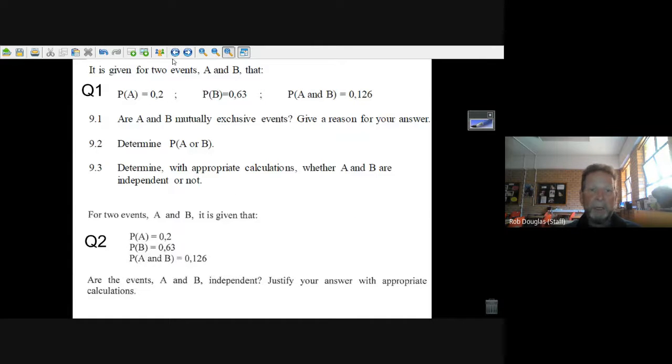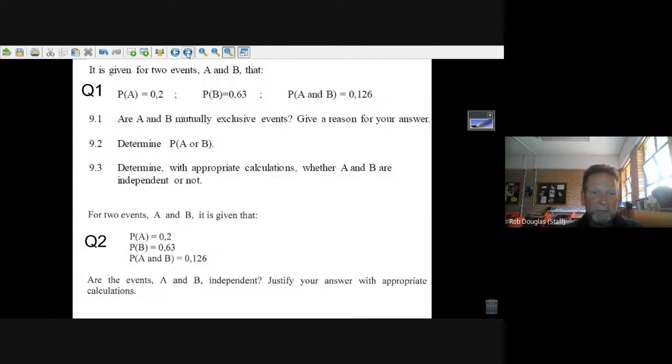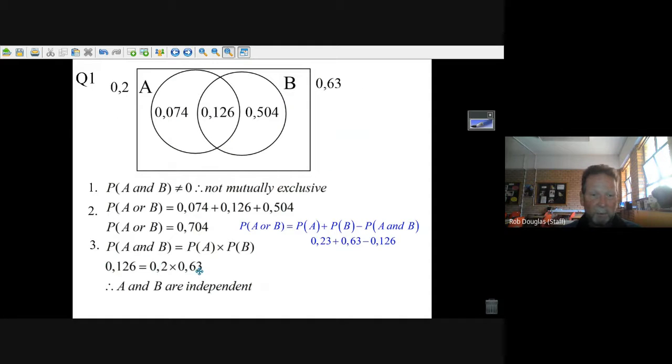Well, on this little sheet I gave you back here, if they use the word independent, this is the test for it. If A and B are independent, then if you multiply their individual probabilities, the probability of A and the probability of B, you'll get the probability of A and B in the middle. Well, just test it. Go 0.2 times 0.63. Hey, that is the probability of A and B. That's what they told us in the beginning. So we say, yes, they are independent because they multiply to equal the probability of A and B.